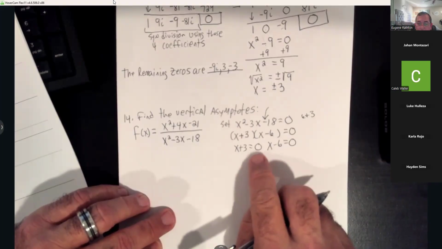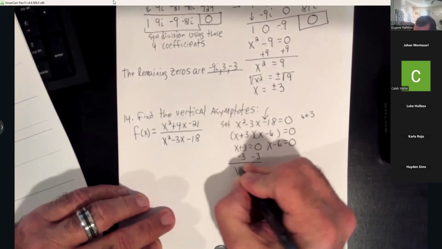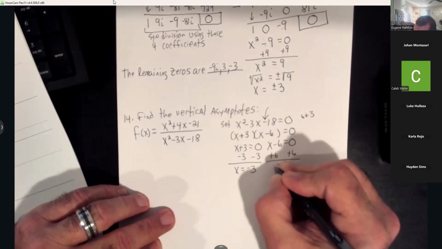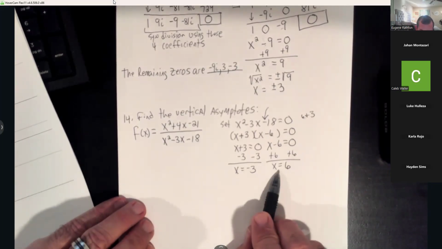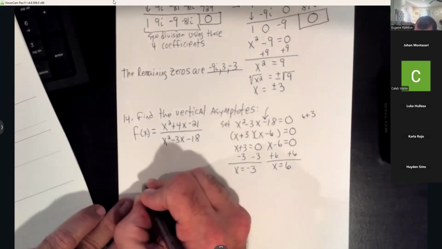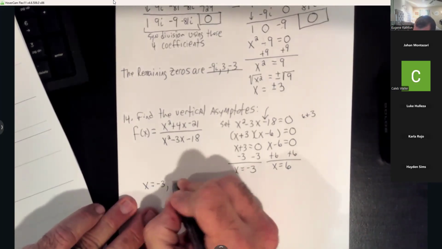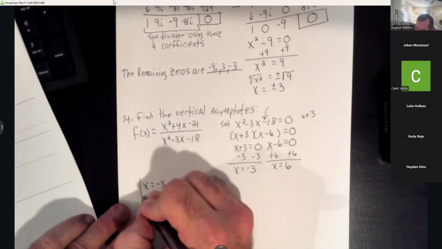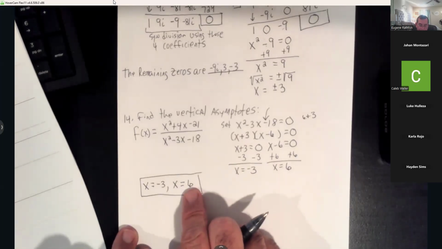And let's solve them. So here we would subtract 3. Here we would add 6. All right, so these are basically my vertical asymptotes. So we would want the answer that said x equals -3, x equals 6. So this one would have a multiple choice answer.